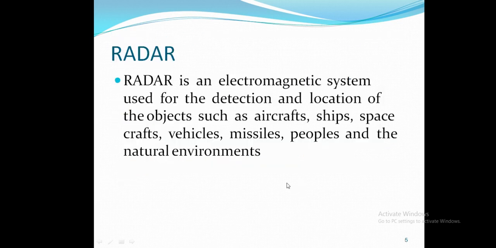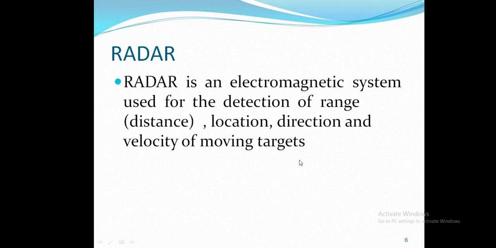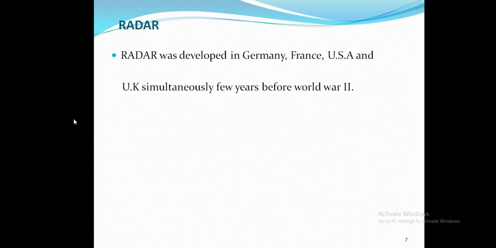Okay. One more definition is the same as that. It is an electromagnetic system used for the detection and location of objects such as aircraft, ships, spacecrafts, vehicles, missiles, peoples and the natural environments. Next, radar is an electromagnetic system used for the detection of range, that means distance, location, direction and velocity of the moving targets.